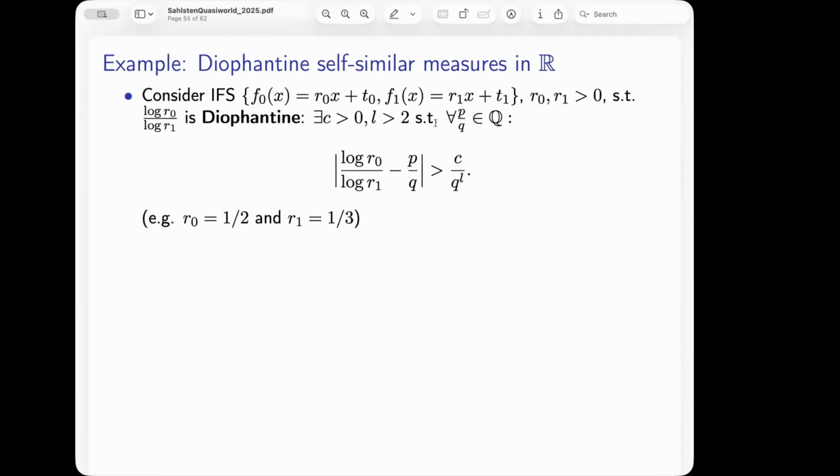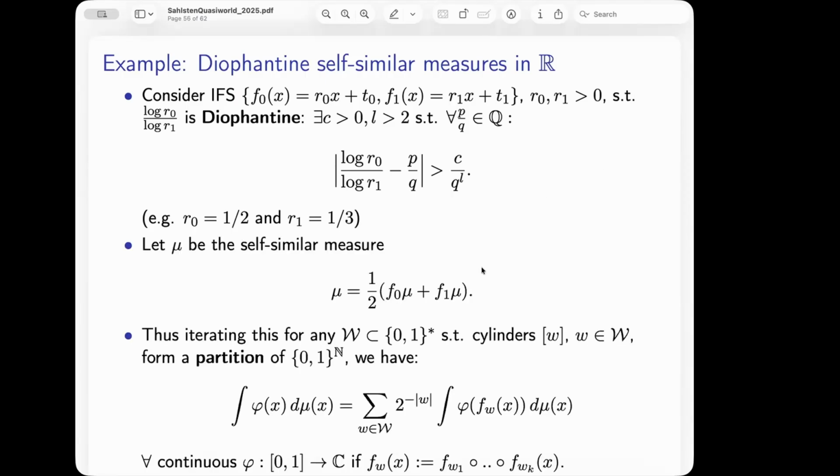So you have an IFS, an iterated function system, on the real line. Let's say the contractions could be 1/2 or 1/3, given by two translations, and you choose them so that these log ratios are Diophantine numbers, so they don't look like rational numbers. This will be the important Diophantine condition that creates chaos in the system. For example, log 2 over log 3 is a Diophantine number. It doesn't look like a rational number at all. But it still eventually converges, very slowly. By Dirichlet's theorem, we know that we can approximate any real number by rationals, but it's very slow.